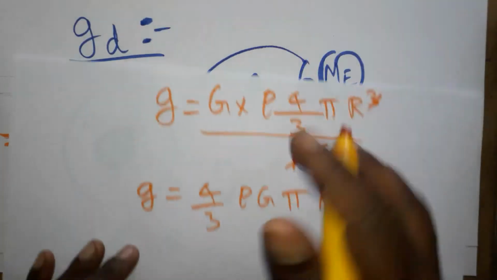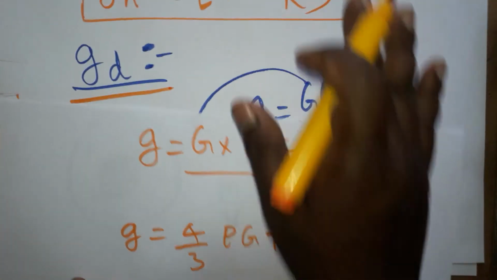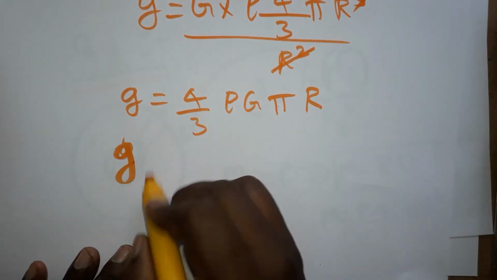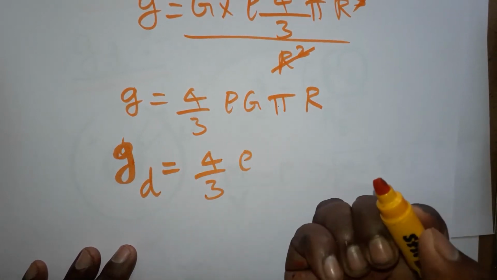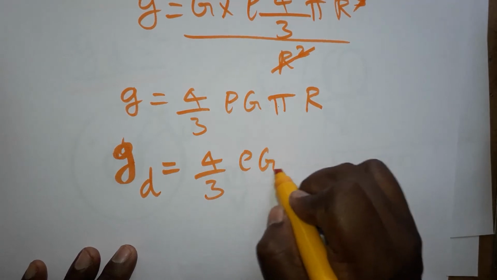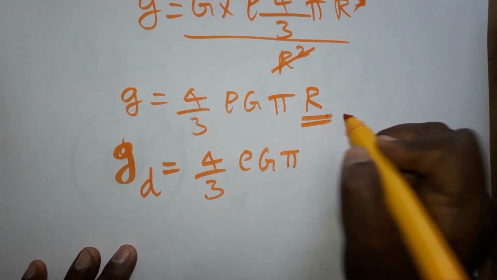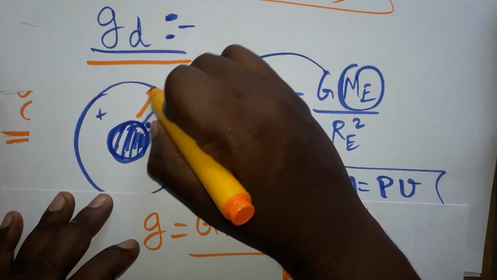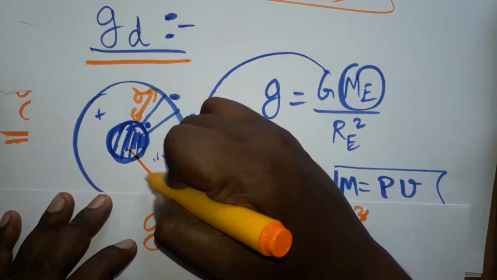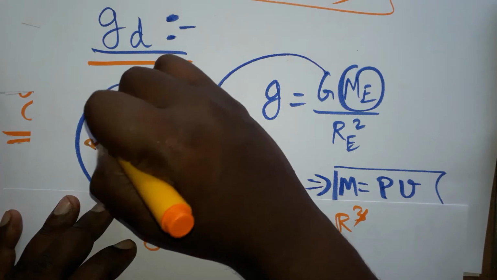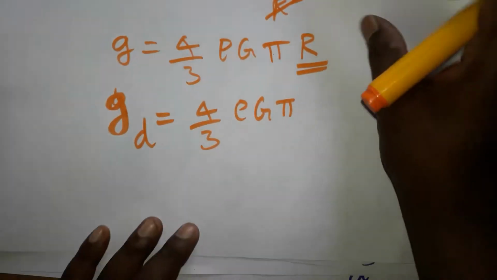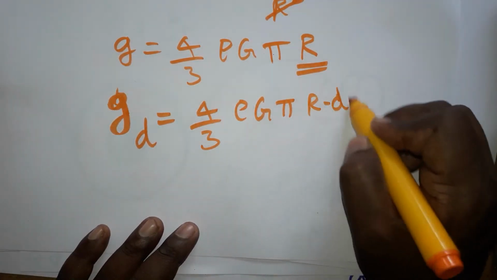Now, in depth, what is the gravity? Gravitation at depth, I don't know yet. It is 4 by 3 times density, the earth density will be the same, G pi. Now the radius is going to change. The depth distance I am taking as d, and the total distance is r. So the remaining concentrating mass is at r minus d. So now the distance is going to be r minus d.